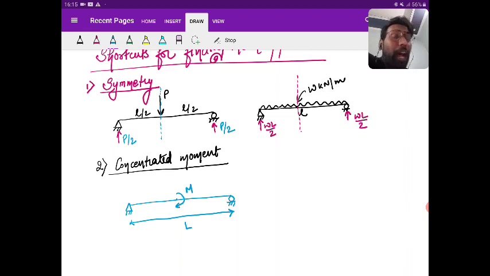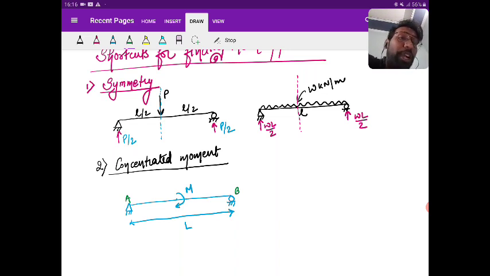So if you look at this diagram, the concentrated moment cannot be balanced by an opposite concentrated moment because the two supports are hinged and roller. So both cannot resist the moment. So you have only one option left, that is couple. So the concentrated moment of M will be balanced by the opposite couple, where the forces of the couple are acting at the supports A and B.